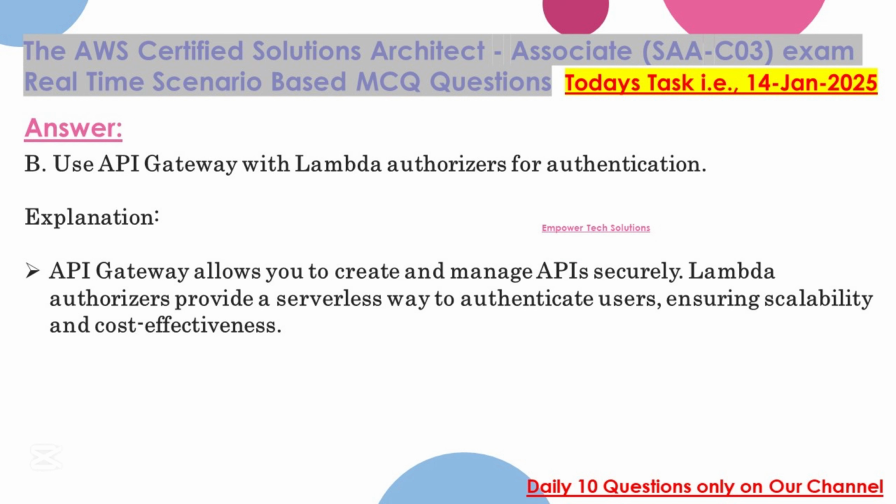Correct answer: B. Use API Gateway with Lambda authorizers for authentication. Explanation: API Gateway allows you to create and manage APIs securely. Lambda authorizers provide a serverless way to authenticate users, ensuring scalability and cost-effectiveness.